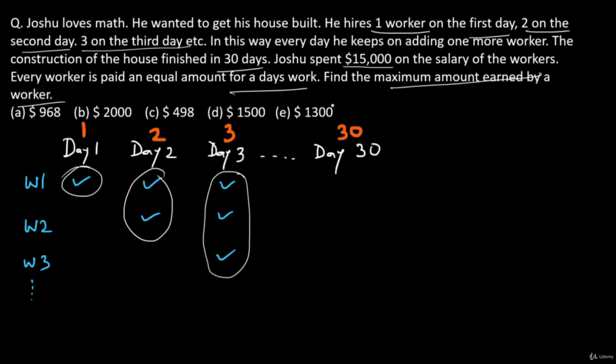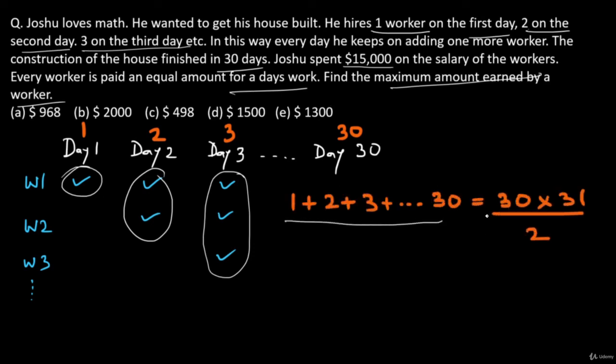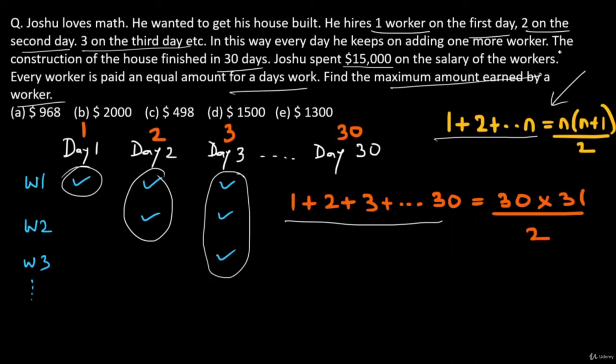So the total number of man days that this work went on would be 1 plus 2 plus 3 etc. up to 30, right? And that is equal to 30 into 31 by 2. That is derived from 1 plus 2 plus 3 etc. up to n is equal to n into n plus 1 by 2. Now you can see more of this in the section of numbers, so you can refer it there. We deal with this in detail over there. Alright, so 1 plus 2 plus 3 etc. up to 30 is equal to 30 into 31 by 2, and this is equal to 465.